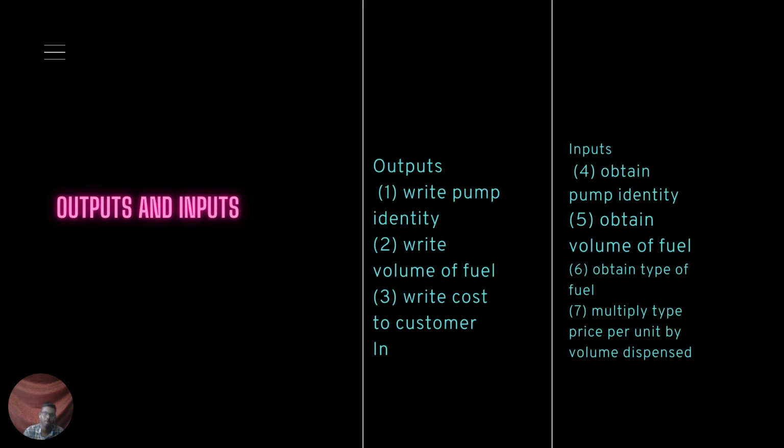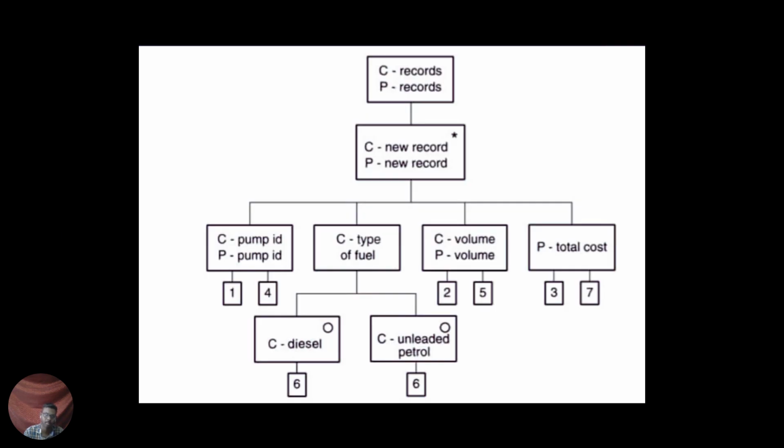Step 3 is that we have to list the operations and allocate the program elements. Here the outputs are write pump identity, volume of fuel, and the cost, and the inputs are to obtain pump identity, volume of fuel, and multiply type price per unit by volume dispensed. And this is the diagram which we have made by the above steps: the filling station program allocation of the operations to program elements.